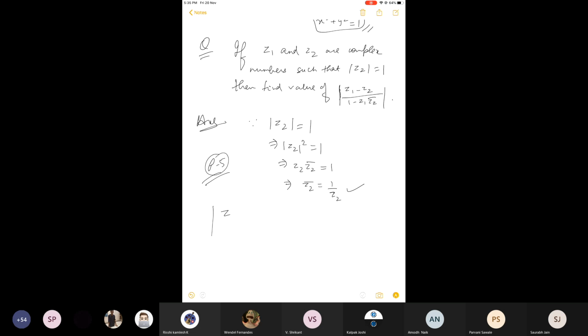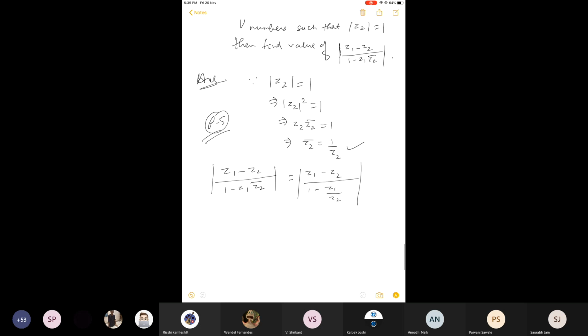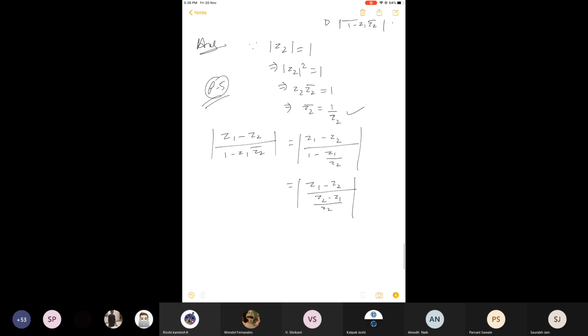Now what we will do? In the question, in place of Z2 bar, I will write 1 by Z2. Z1 minus Z2. In the denominator, I will take the LCM: Z2 minus Z1 by Z2. What you can observe? First, you take Z2 in the numerator, and this is Z2 minus Z1.